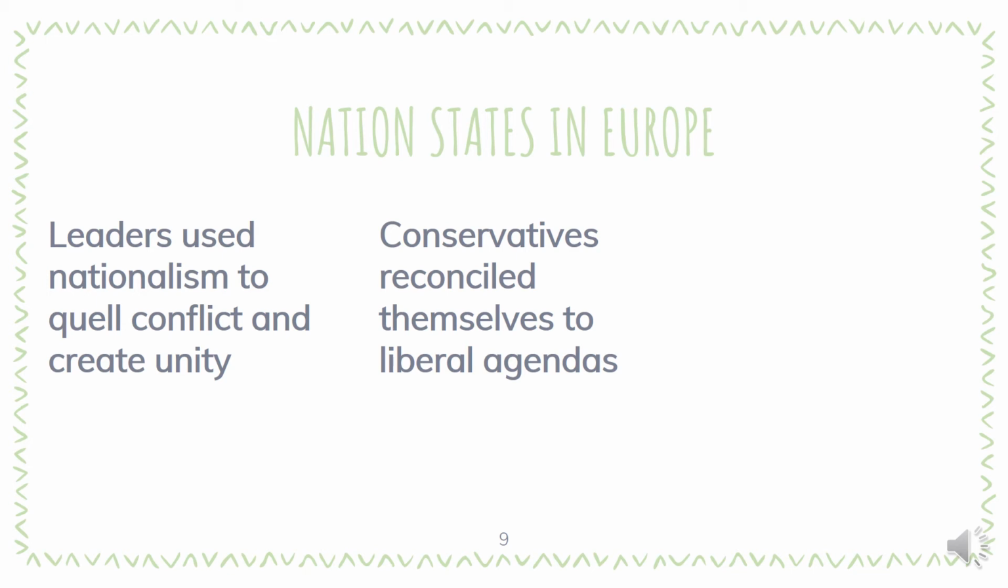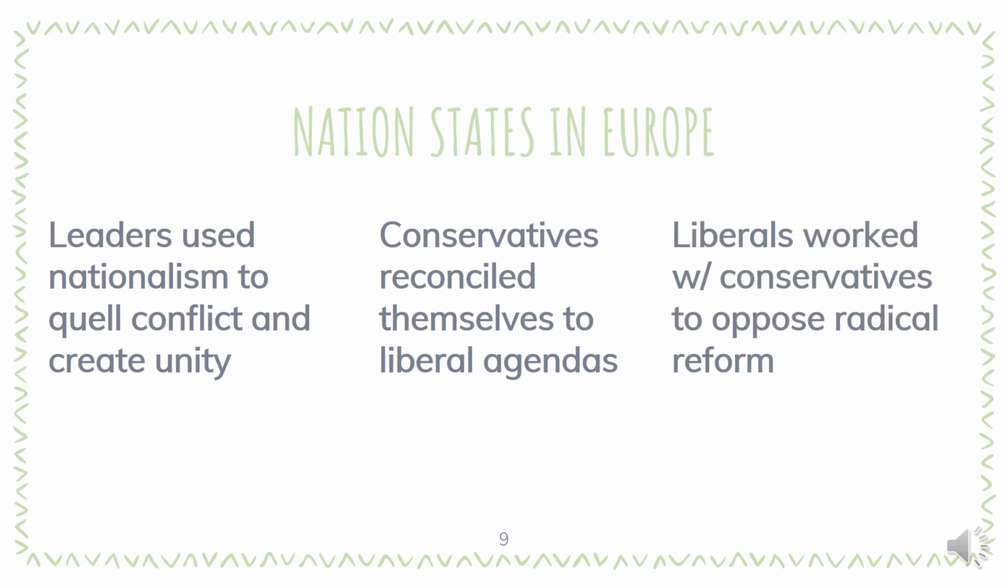And so conservatives living in these European nations began to reconcile themselves to liberal agendas, just meaning that they gave in to many liberal demands, like granting people the right to vote. And in the same way, liberals worked with conservatives to oppose radical reform. Radical reform being like what happened during the French Revolution.